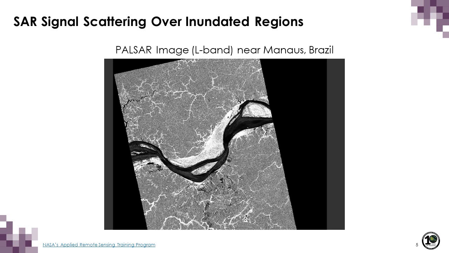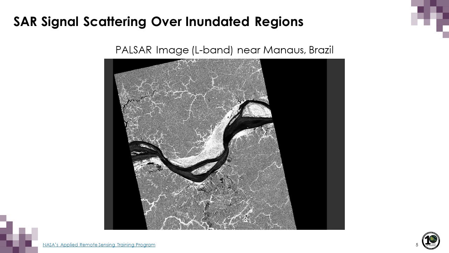This is an example of SAR signal scattering over inundated areas. This figure is an L-band HH polarized image from the PALSAR sensor on board the Japanese ALOS satellite over an area near Manaus, Brazil. It clearly shows flooded vegetation as the very bright areas and open water as the dark areas.